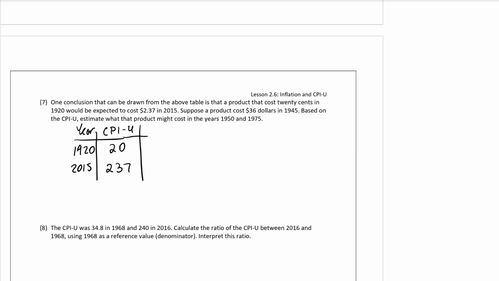If something costs 20 cents, if you touch the cent here, then that same thing in 2015 is going to cost 237 cents. That's one way you can interpret it. Or you can say something that in 1920 cost $20, in 2015 is going to cost $237. Relative, remember, it's an average cost for everything. So what would cost $237 right now that also was available in 1920?